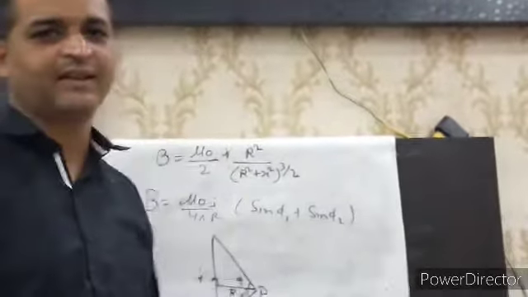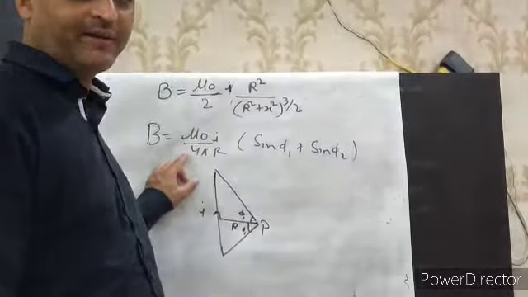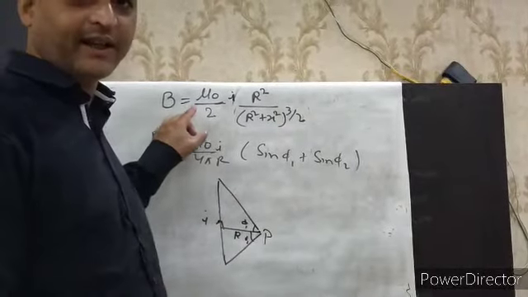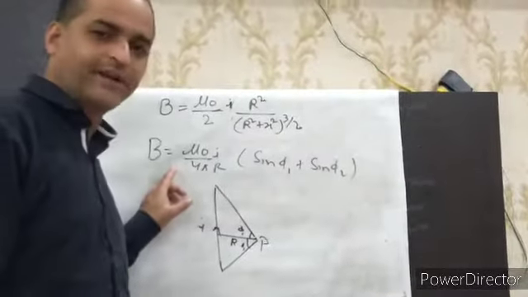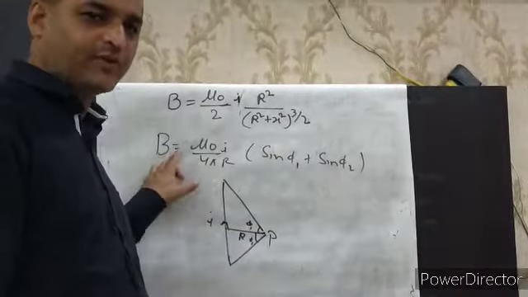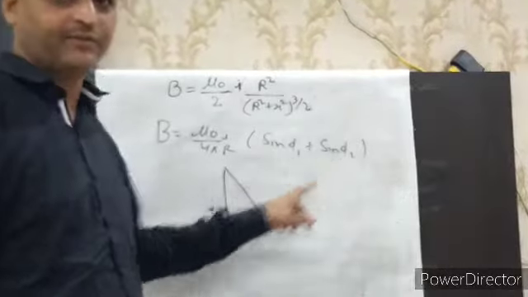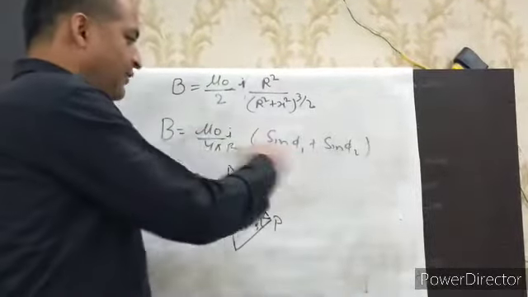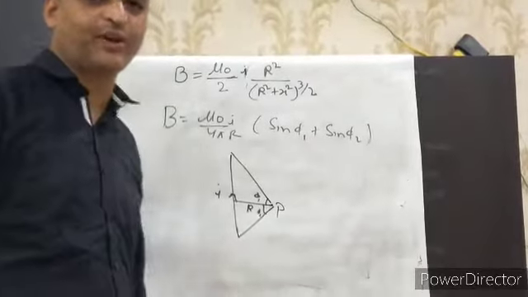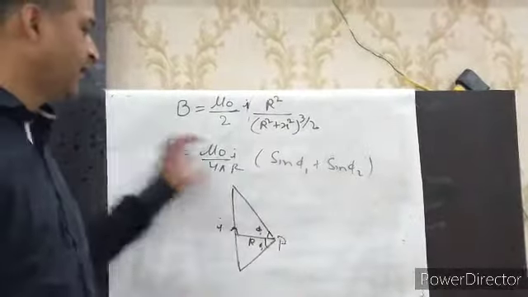Hello students, we have studied the magnetic field due to a straight wire and magnetic field due to a current carrying loop. The magnetic field due to a straight wire is B equals mu naught I by 4 pi r, sin phi 1 plus sin phi 2. You have to learn and remember this formula because it is very important.